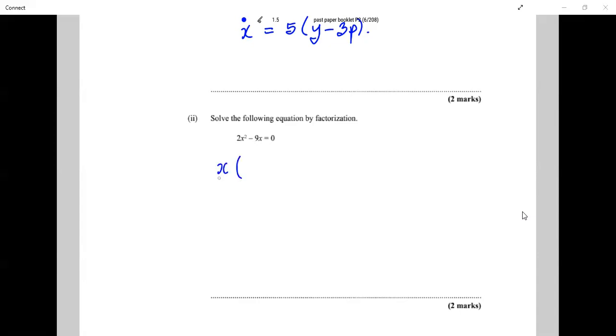Then x into 2x squared is 2x, minus x into 9x is 9, and this is equal to 0. Now, if I'm multiplying two things and I'm getting 0, it is either the first that is equal to 0 or the second, which is 2x minus 9, that is equal to 0. So minus 9 goes over and becomes positive.